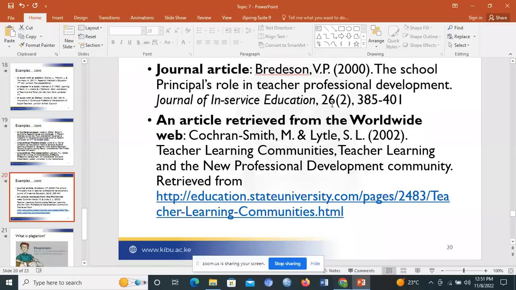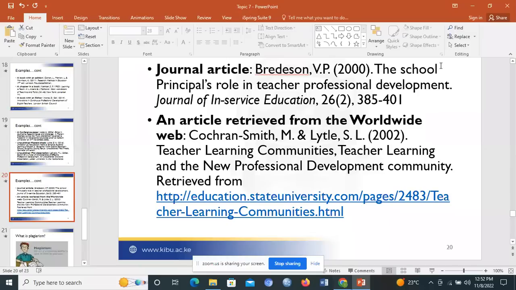Then after that, we have the volume number, because journals are published over a specific time, and we have several volumes and several issues. So this is volume number 26, issue number 2. And then because in a journal we can have a number of articles, this specific one, the one that we have given the title, is found within these particular pages. So Bredeson, VP, 2000, The School Principal's Role in Teacher Professional Development, is found in the Journal of In-Service Education, volume 26, issue number 2, pages 385 to 401.